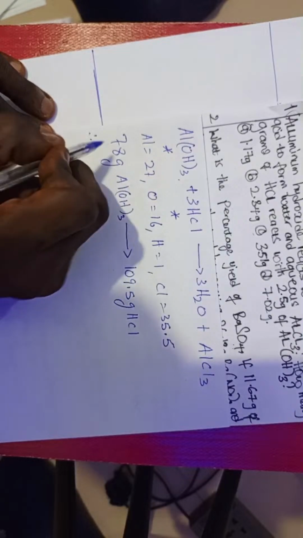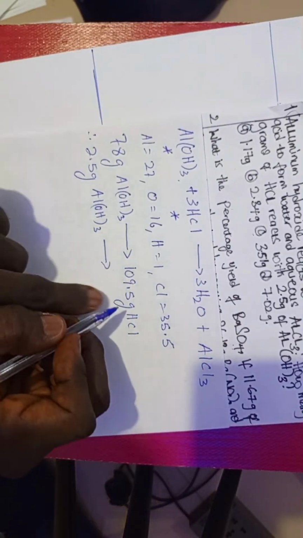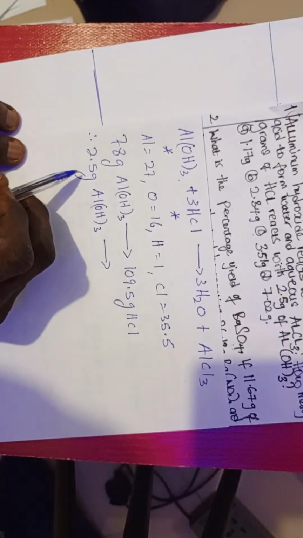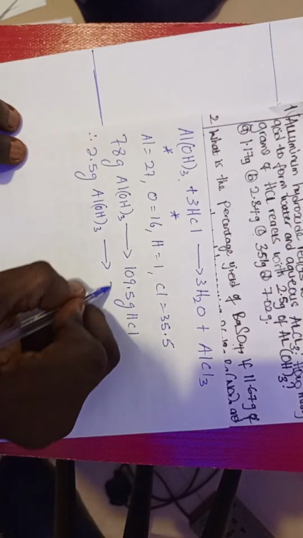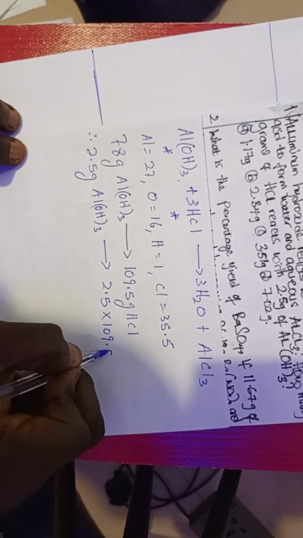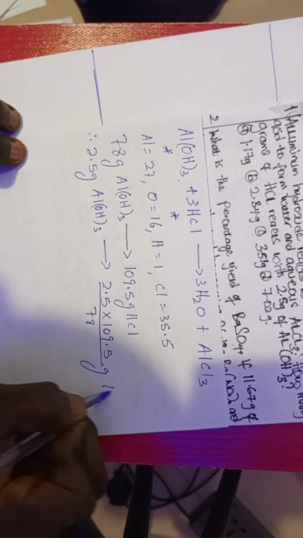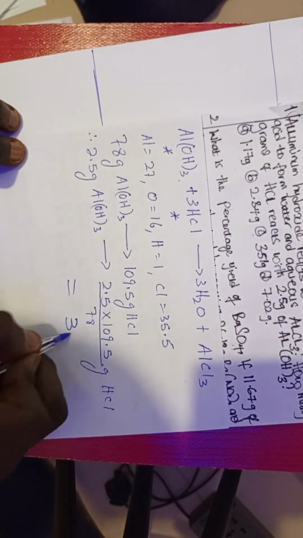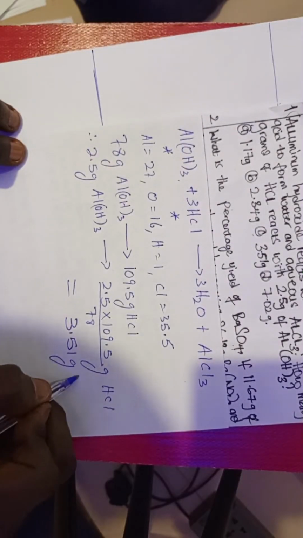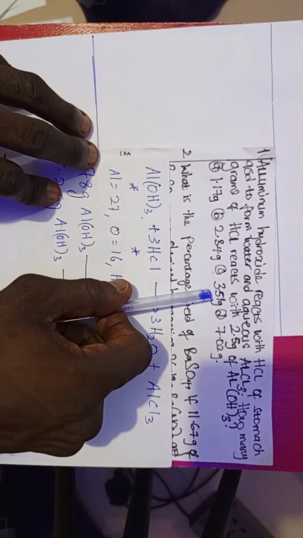So that gives us 2.5 grams of aluminum hydroxide will react with how many grams of HCl? So I'm going to cross multiply. So 2.5 multiplied by 109.5, divided by 78, of HCl. So the final answer here is 3.51 grams of HCl. So this corresponds with option C in the problem. Check it out. Option C, 3.51.